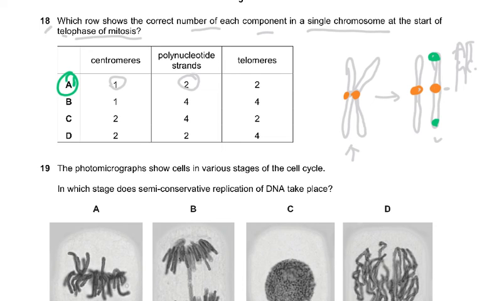What you have to understand is that polynucleotide strands are two. The centromere is only one. This is the only centromere that we have here for each. This one has one and this one has one. And telomeres, of course, as I've told you, would be two.